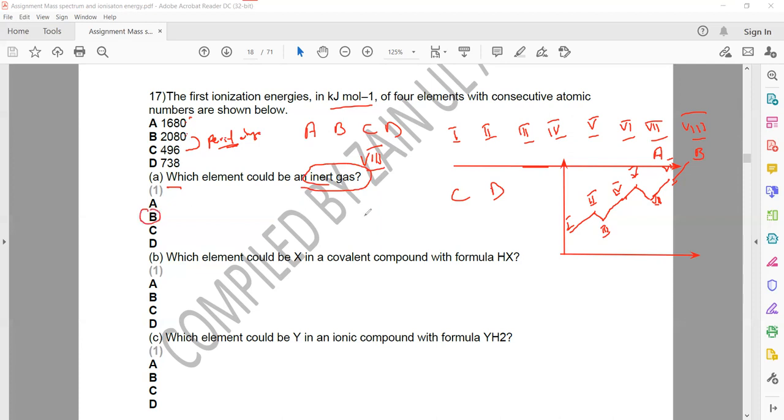Which element could be X in a covalent compound with a formula HX? So basically HX means H is sharing one electron only, forming a covalent bond. As hydrogen shares one, that X is also sharing one. So which group shares one electron? That is group 7. So which one is group 7? A is group 7.